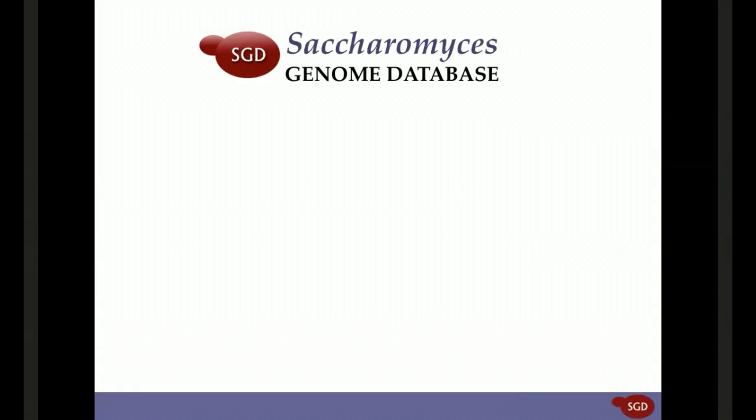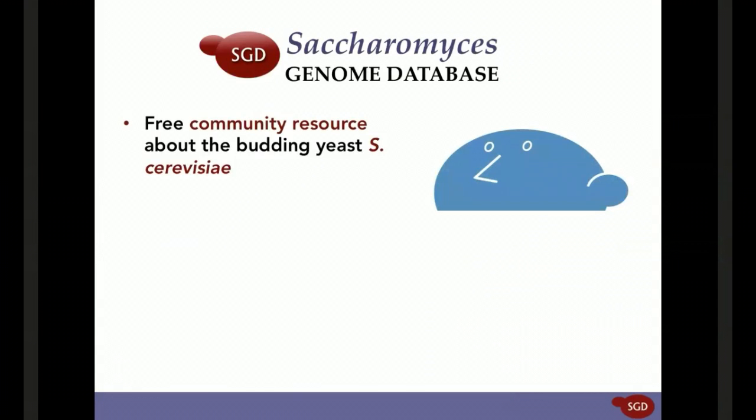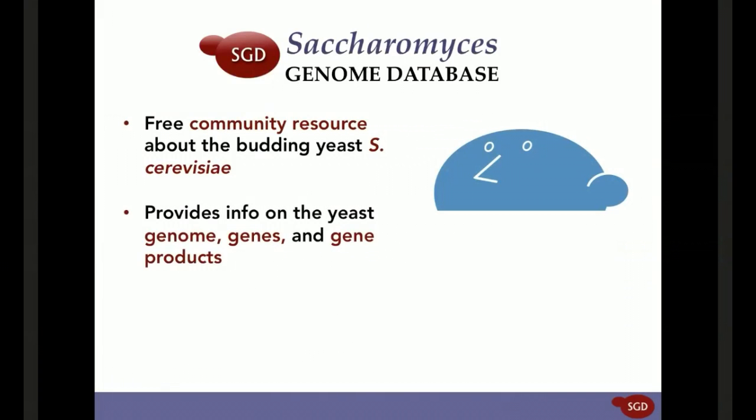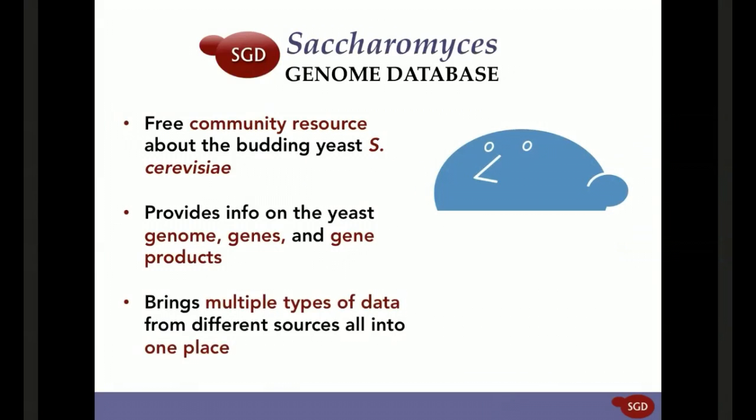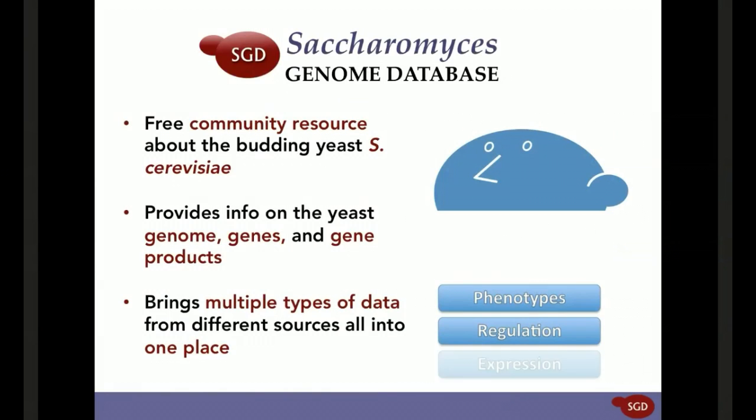All right, so what is SGD? SGD is a free community resource about the budding yeast S. cerevisiae. It provides high-quality, manually curated information on the yeast genome, genes, and gene products. Importantly, SGD brings multiple types of data, such as phenotypes, regulation, expression, etc., from different sources all into one place, which are easily accessible through locus summaries, SGD tools and resources, and the many links and annotations made across the website. By putting all these data into one place and making it intuitively retrievable, SGD accelerates research by connecting you to critical information that would otherwise take valuable time to sort through and acquire.